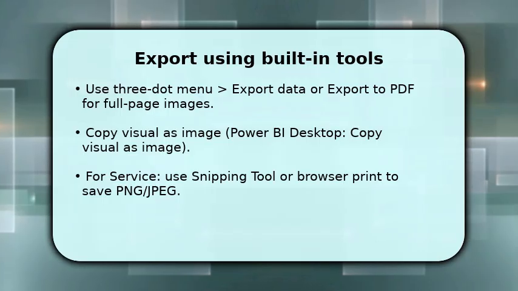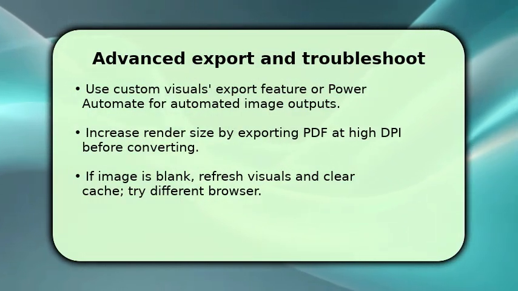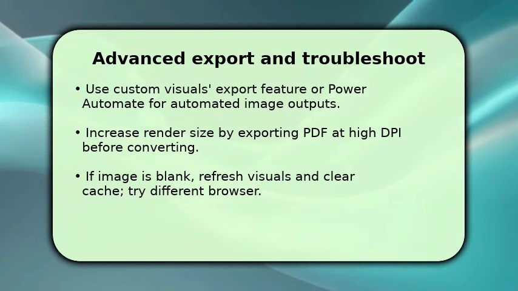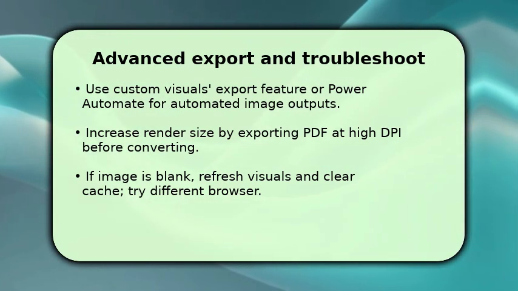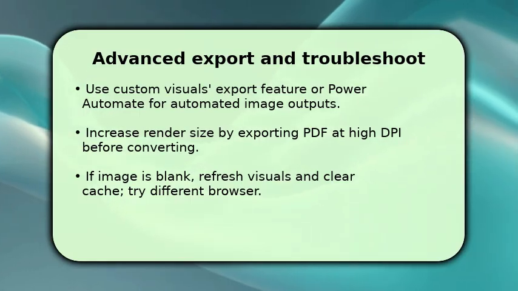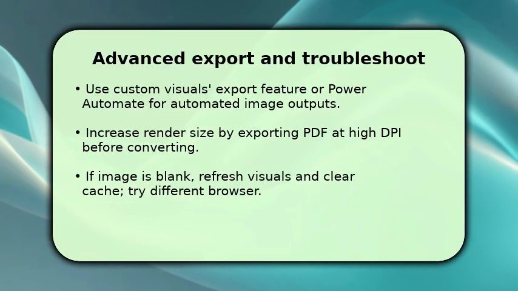Finally, for advanced needs, consider custom visuals that support image export or automate exports with Power Automate to save PNGs to SharePoint or OneDrive. When you need higher fidelity, export to PDF at a higher DPI and convert that PDF to an image to preserve crisp text and lines.